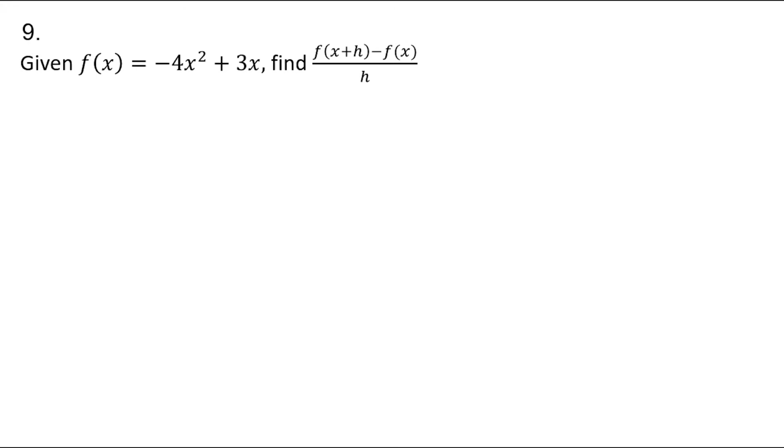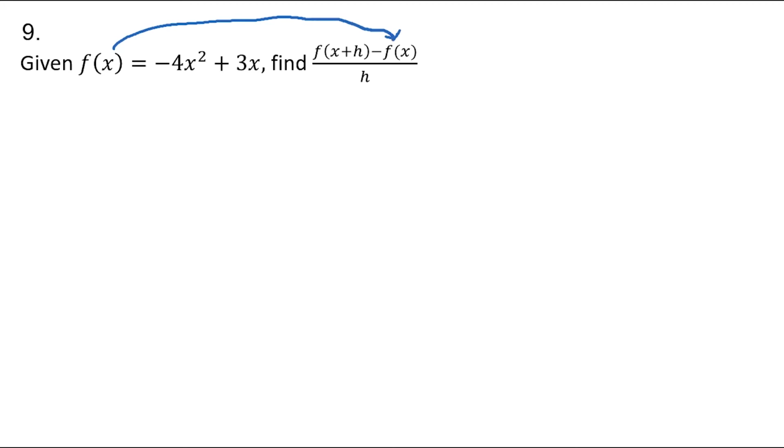In this problem, we're given f of x as negative 4x squared plus 3x, and we need to find out the value of f of x plus h minus f of x, all divided by h. Just as a disclaimer, this will be a pretty busy problem, but as long as we keep track of your signs and like terms, that's really what this problem is testing you on. So we know what f of x is, right? This is going to plug right in over here.